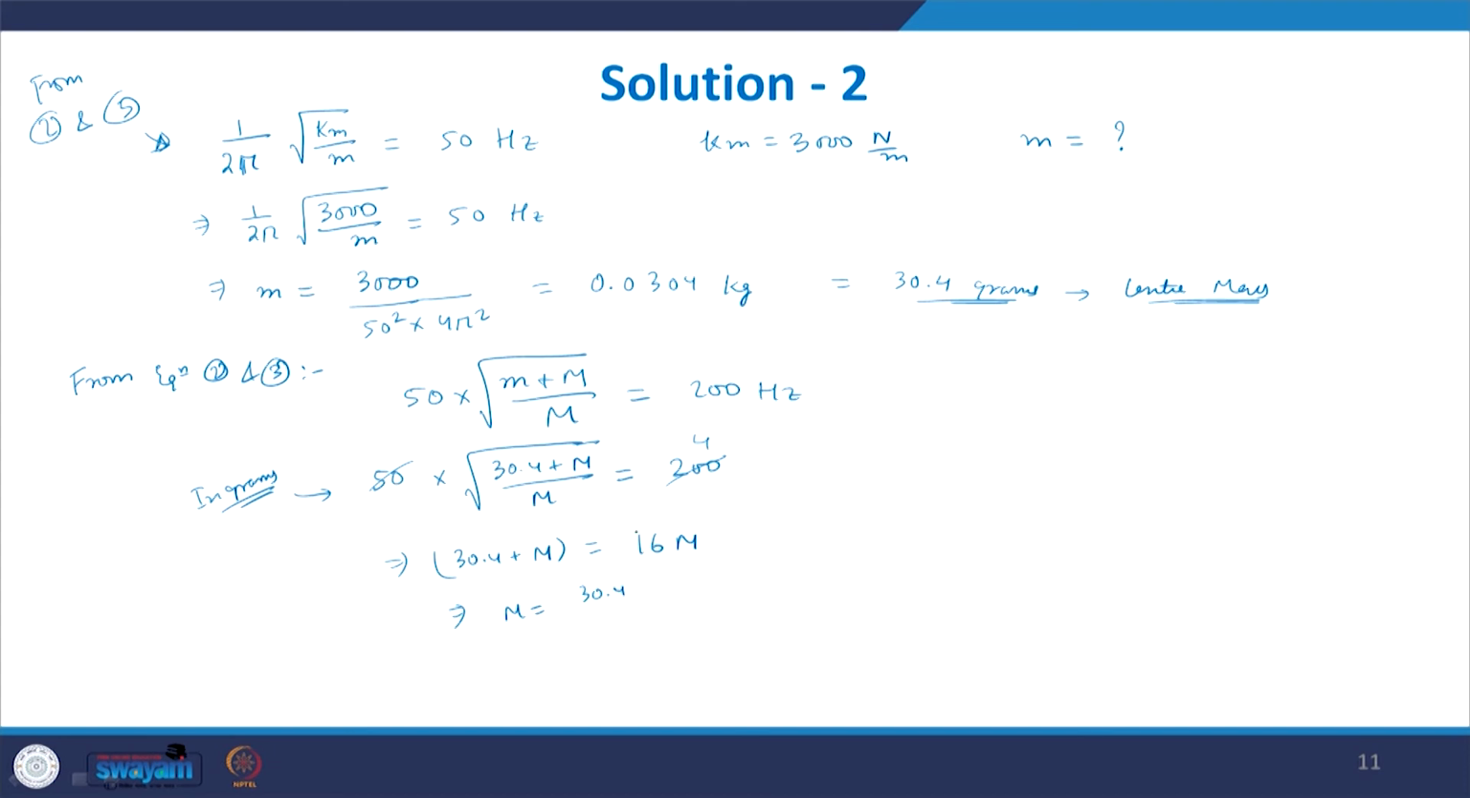So, here the M goes, it becomes 15 M. So, it is 30.4 divided by 15. So, this is what you should be getting. So, when you solve this, the answer that you get is 2.03 grams. So, this is the membrane mass.